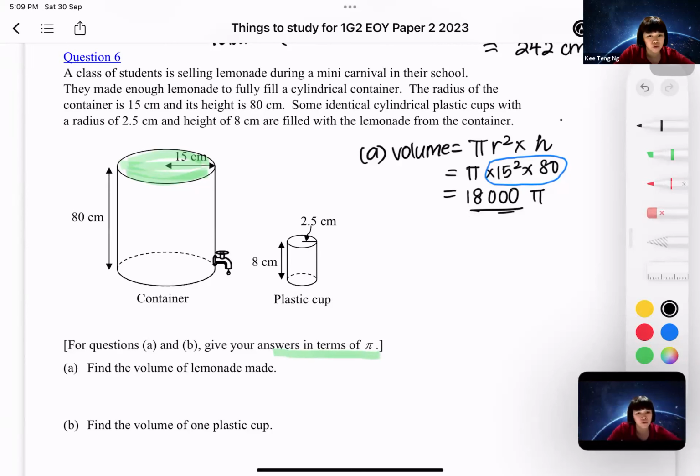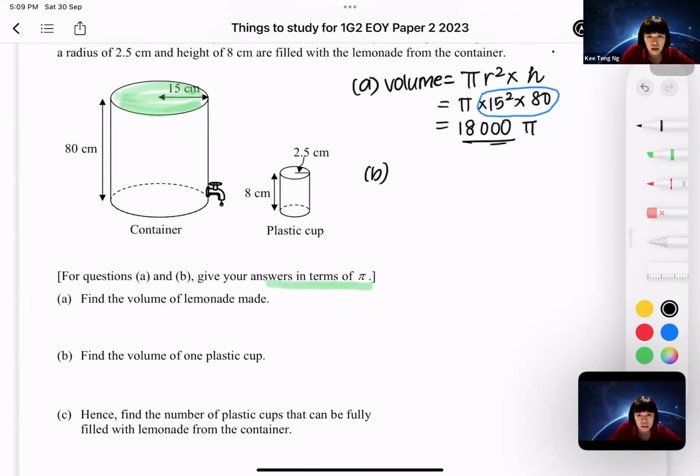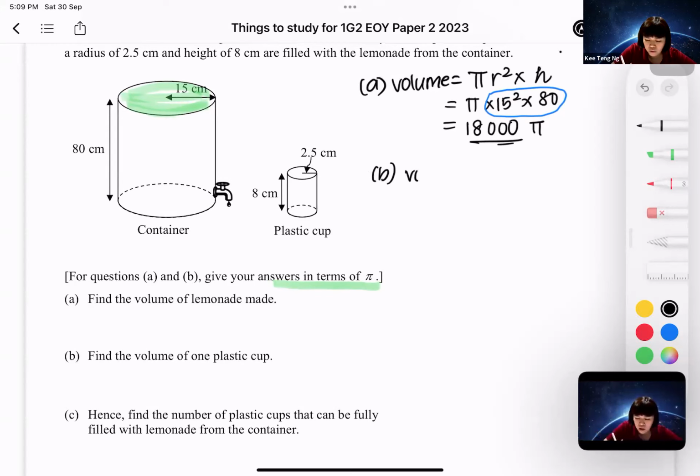So this one will be the volume for the laminate made. Next one, they say plastic of 1 cup, volume of 1 plastic cup. The plastic cup is still a cylinder, but it's slightly a little bit smaller. So the volume for this plastic cup will be pi r squared, which is 2.5 squared, times the height will be 8 cm. Again, they want to leave the answer in terms of pi. So I'll calculate these and leave the pi alone. So 2.5 squared times 8 gives me 50 pi.